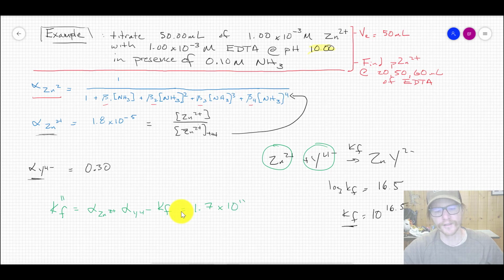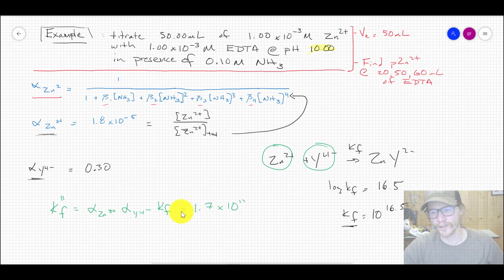So just so that we're clear, we just modified our Kf because only a small fraction of zinc and a small fraction of Y4 minus are present. So essentially the effective concentrations of both of those are quite a bit lower than what they would be at different pHs, or if we were considering all four complexations of the ammonia.